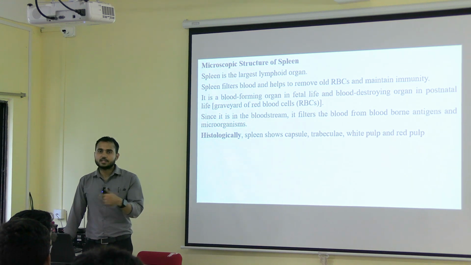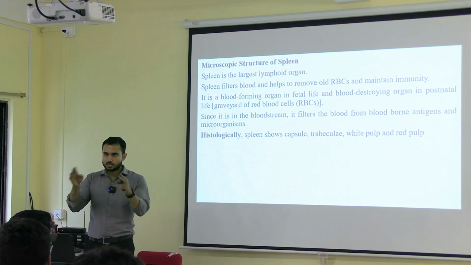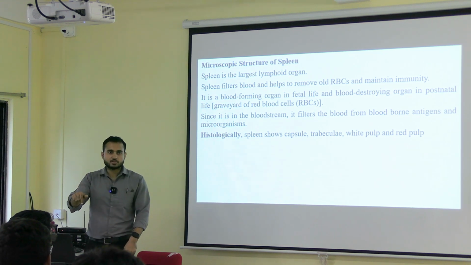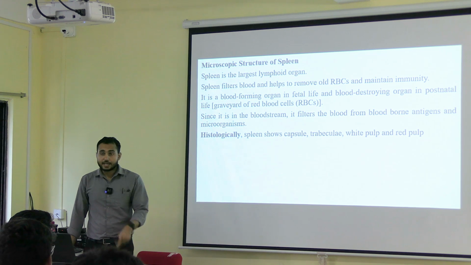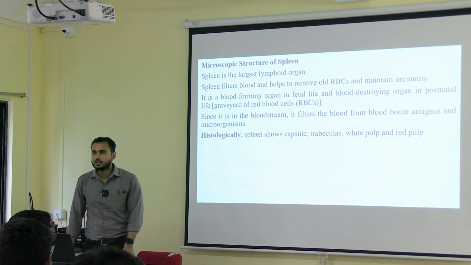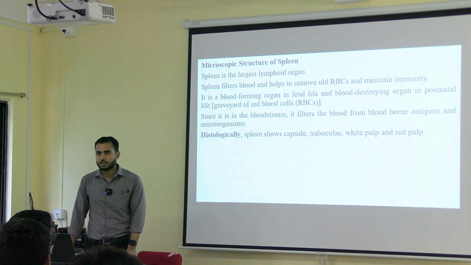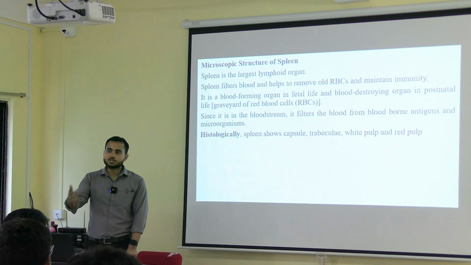Next, you will see that stroma is there and parenchyma will be there. Stroma means the connective tissue capsule, trabeculae, and blood vessels; those are the stroma. Another important part of the stroma is reticular fibers and reticular cells. They form the framework of any lymphoid organ. So that will come in the stroma.